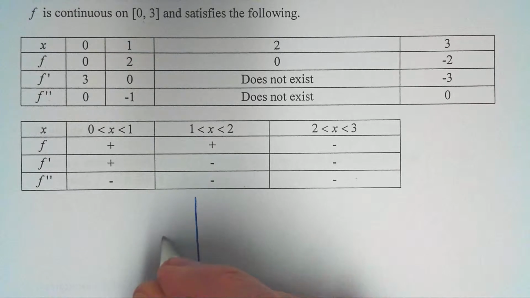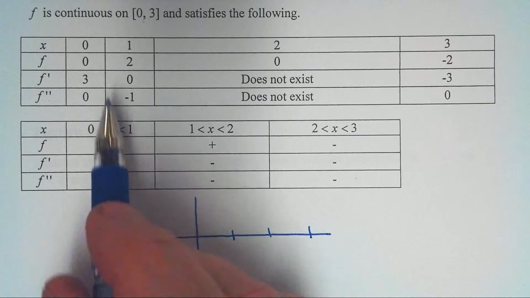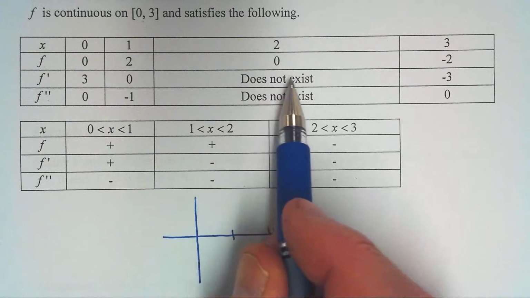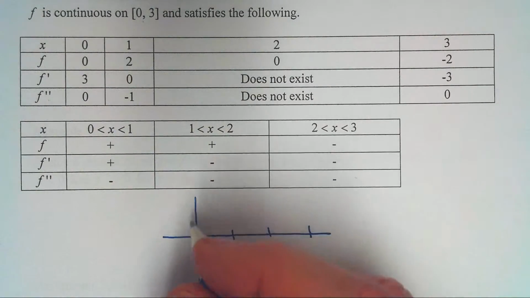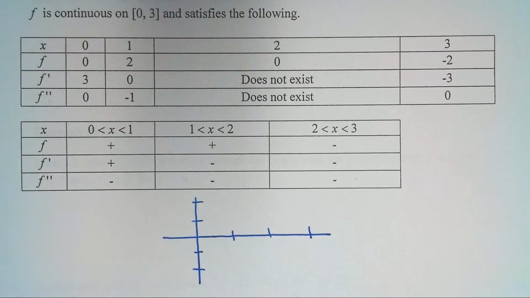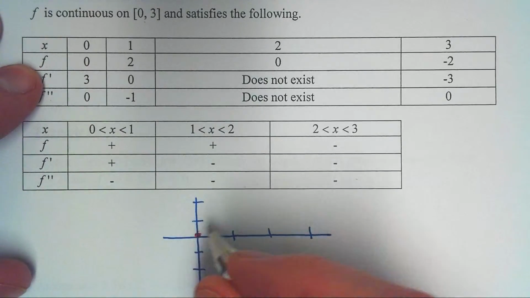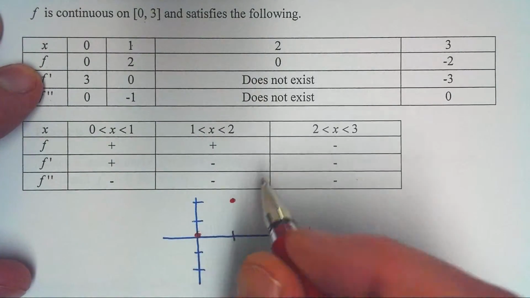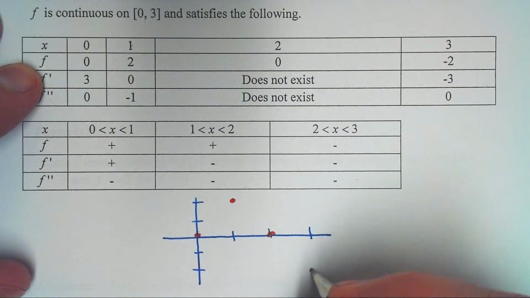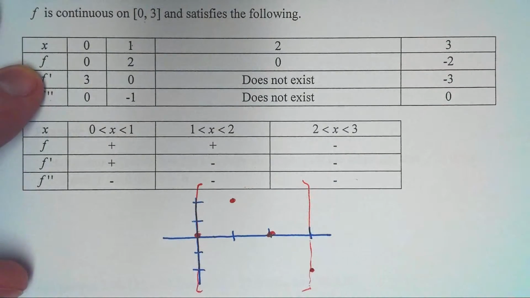And we're asked to draw a sketch of this. So 1, 2, 3. The y values, the f of x's, go from 0 to 2 to 0 back to -2. So up to 2, down to -2. Let's put some points in place here. F of 0 is 0. F of 1 is 2. F of 2 is 0. F of 3 is -2. And our function exists only between those points inclusive.